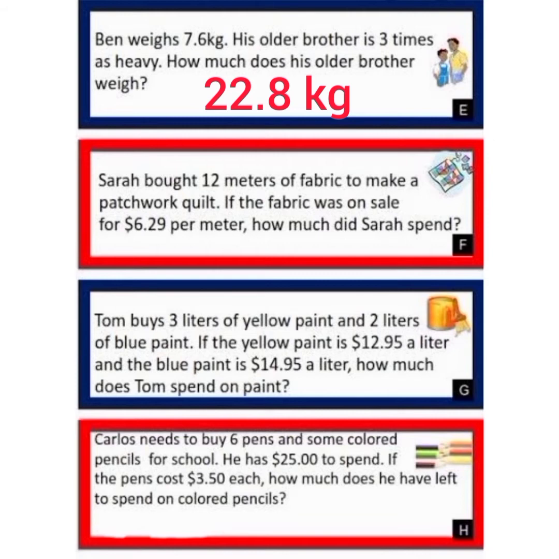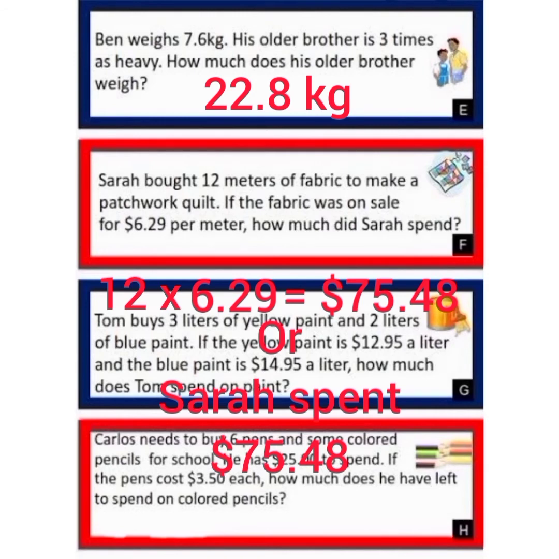Are you going to add, subtract, multiply, or divide? Well, like for letter E, you're going to multiply. We know Sarah's got 12 meters of fabric, and we know that it's $6.29 per meter. So what you're going to do is take 12 times $6.29, which comes out to $75.48. So that's her answer for letter F.